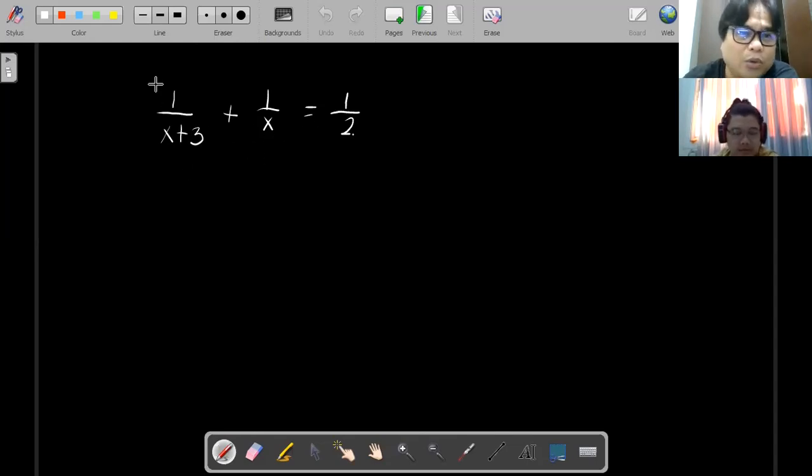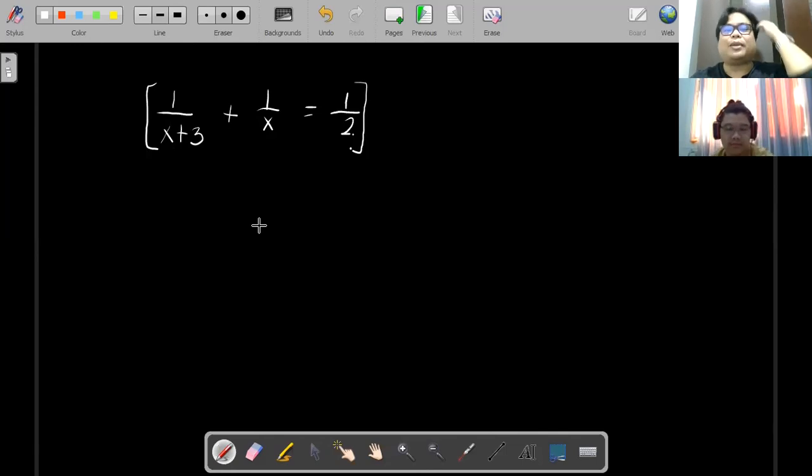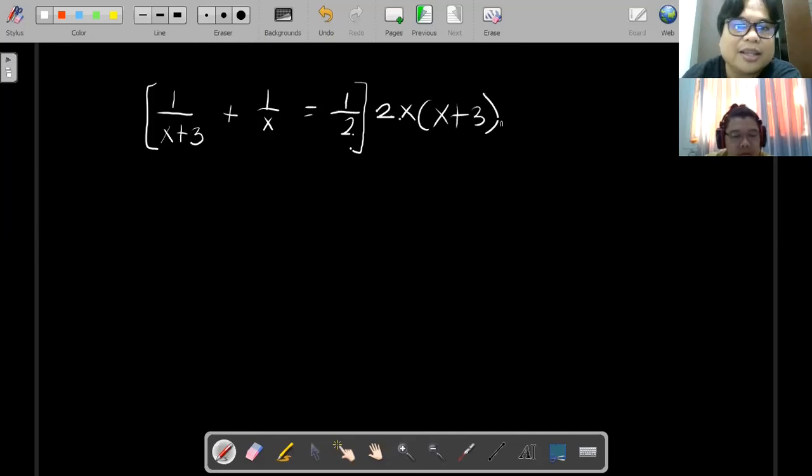Okay, how do we do that again? By multiplying them by the least common denominator. Okay, but what is the least common denominator? The least common denominator is actually just the least common multiple of the three. And in that case, all you need to do is just copy them: 2 times x plus 3. Do the same thing on the other side.